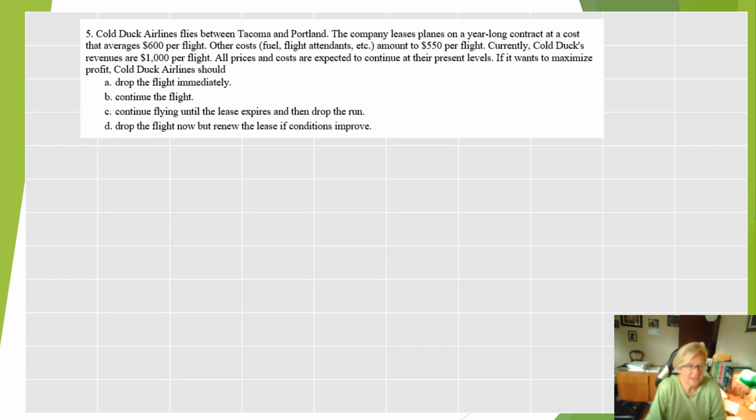Cold Duck Airlines flies between Tacoma and Portland. The company leases planes on a year-long contract at a cost that averages $600 per flight. So the first thing I want to think about is $600 a flight. It's a year-long contract. That sounds like a fixed cost to me. So the fixed costs are going to be $600. Other costs, fuel, flight attendants, and so on, amount to $550 per flight. Those are variable costs.